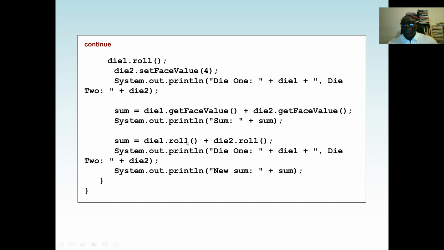Then next, we also roll die1 and die2 again. This is the third time. Then we print the values of die1 and die2. Then we also print the sum of it.